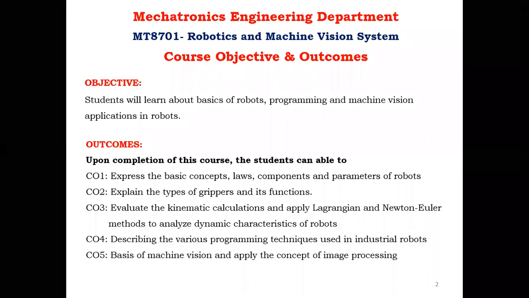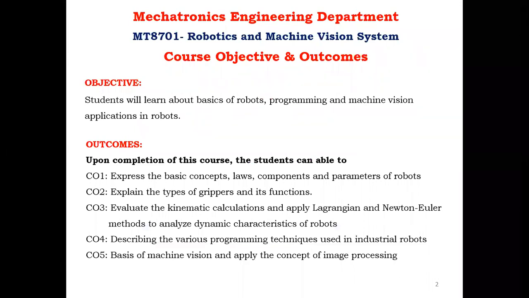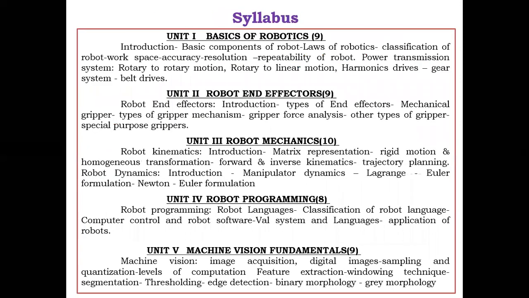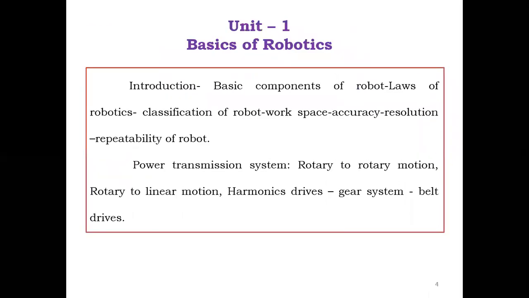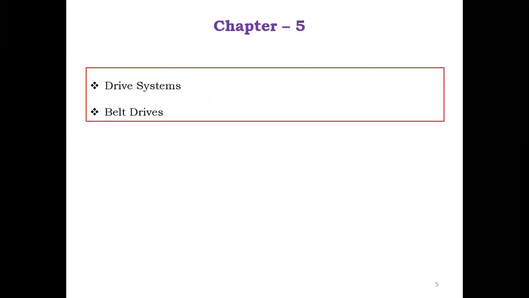So this is the course objective and the outcome of Robotics and Machine Vision System. So this is the syllabus. This is Unit 1. In Unit 1, we are going to see about the belt drives. That is chapter 5. In chapter 5 we are going to discuss what a driver is, and what driver systems are available. Then we are going to discuss belt drives, the types of belt drives and types of belt in this chapter.